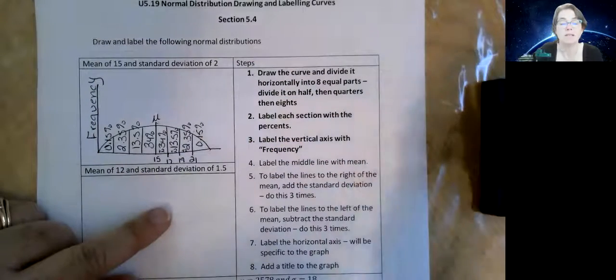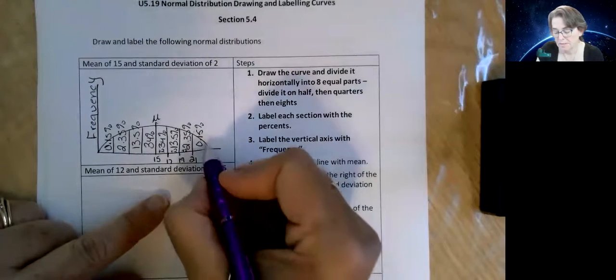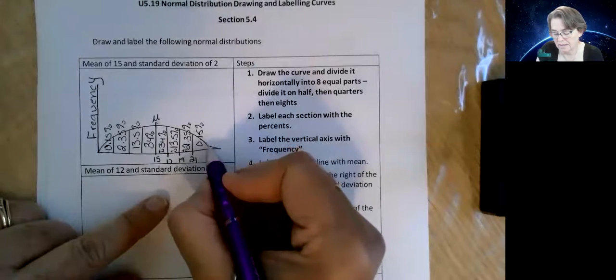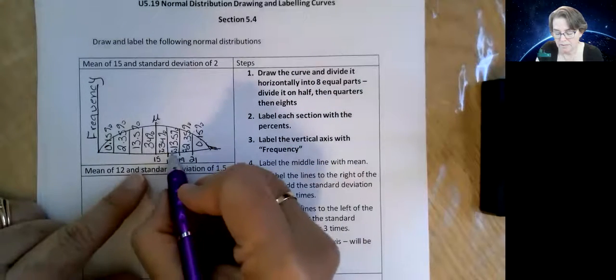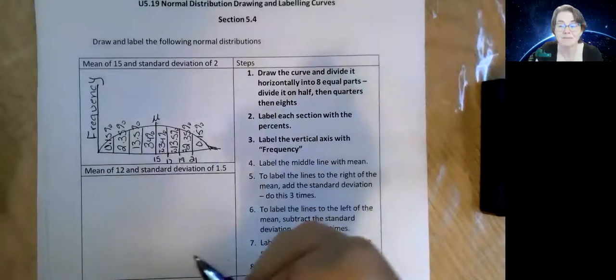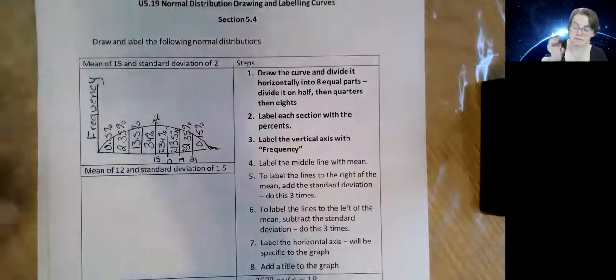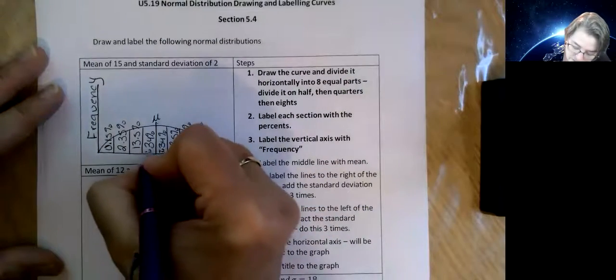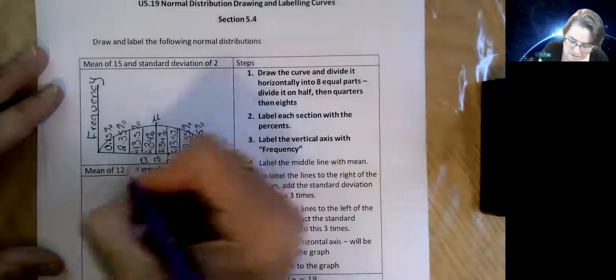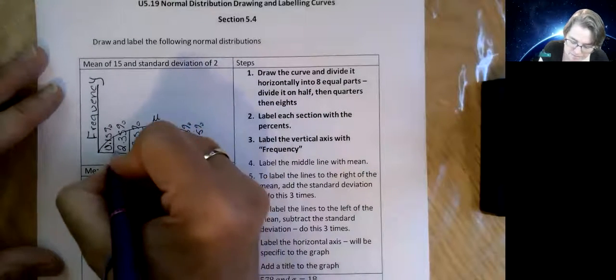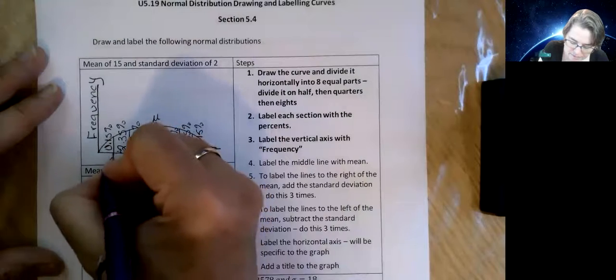And I don't label the last one because that's the part that tails off and it just keeps going. We don't have to worry about that part. Yeah, if we went +2, +2, +2, guess what? We do -2, -2, -2 on the other side. So -2, and that's going to give me 13. And -2 is going to get me to 11. And -2 is going to get me to 9.